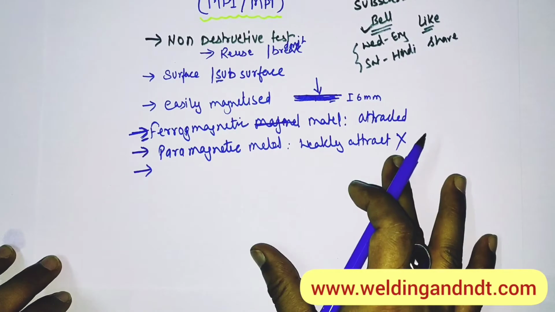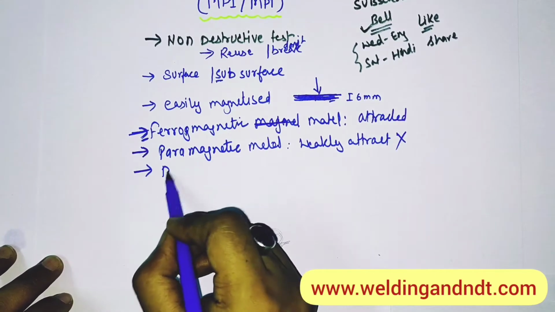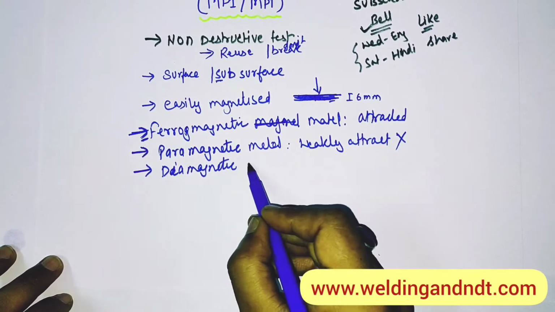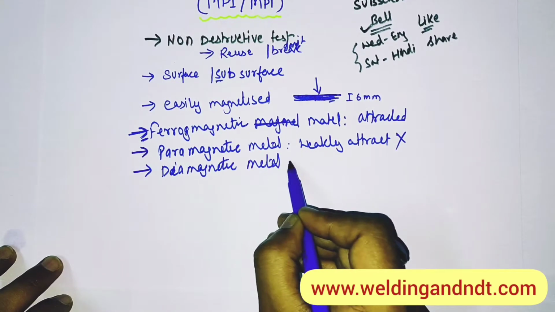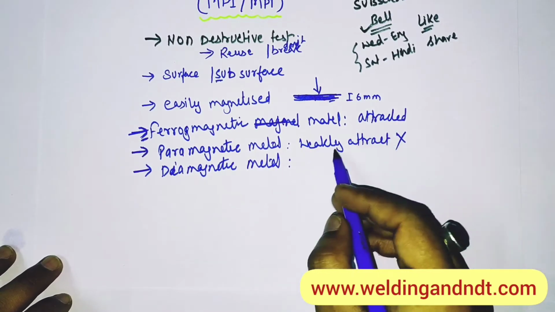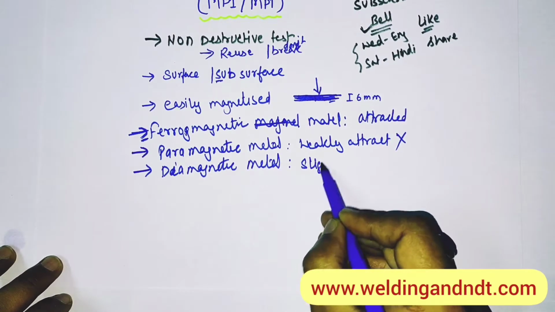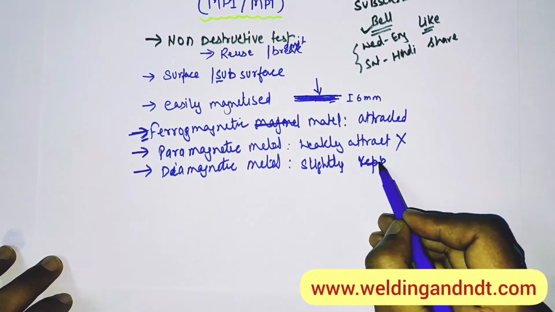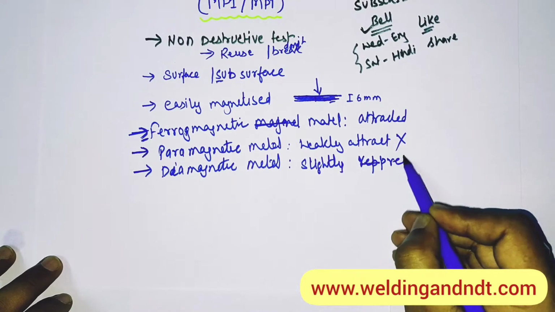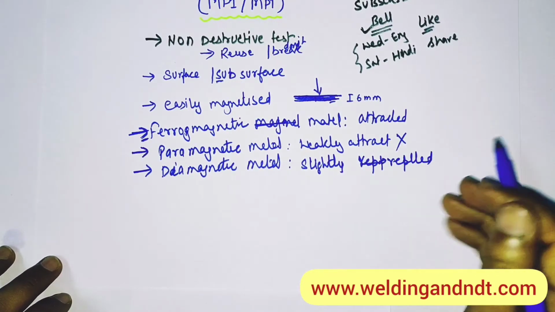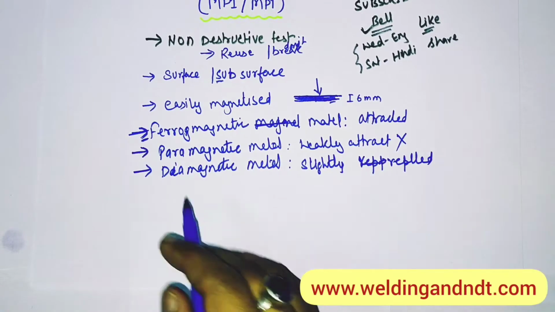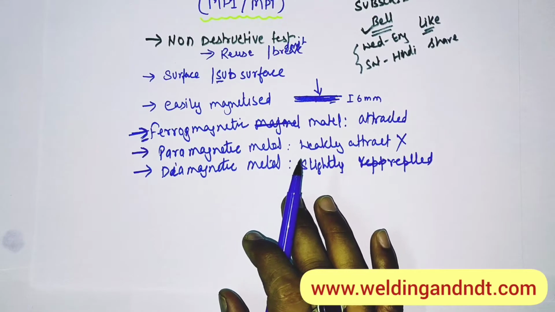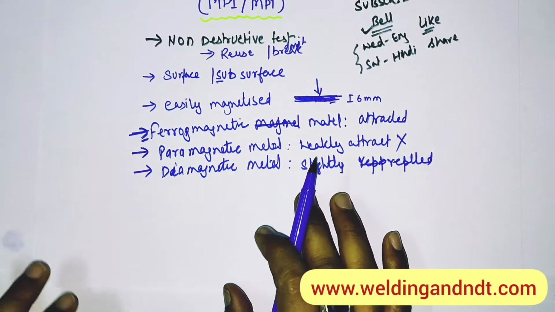The third type of material from the magnetic point of view is diamagnetic metal. Diamagnetic metals are those which are slightly repelled. These are not attracted, but are slightly, not strongly, repelled by a magnet. So this type of materials also cannot be checked with the magnetic particle test.